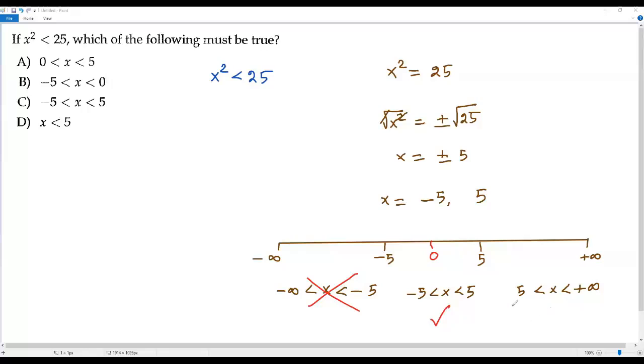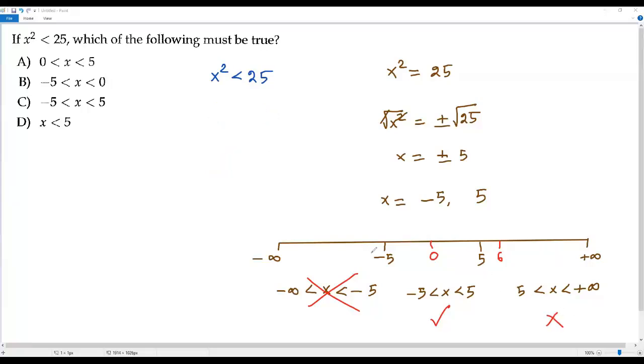Anyways, we can check the third one also. In the third interval, let's take a random value. To the right side of 5, we can have many values, 6, 7, 8. We can consider 6. Let's plug in x equals 6 into the given quadratic inequality, and it will be 6 square less than 25. The value of 6 square is 36. 36 less than 25 cannot be accepted because 36 is greater than 25. So the third interval does not satisfy the given quadratic inequality.